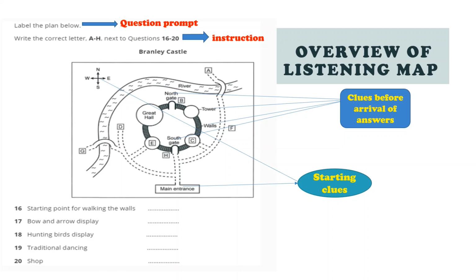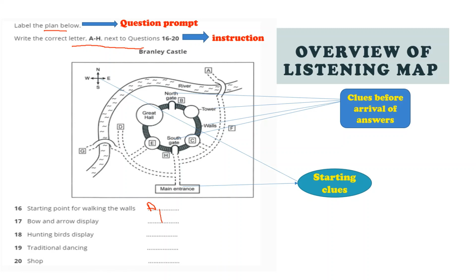Okay, so here is the question prompt. What you have to do is label the map or label the diagram. Then you will have the instruction as to what to do. For example, write the correct letter A to H in questions 16 to 20. So you have to write the letter A to H. In some places, you need to write the numbers 1, 2, 3, 4, something like that. It gives you instructions as to what you have to write in your answer sheet. Accordingly you have to write.